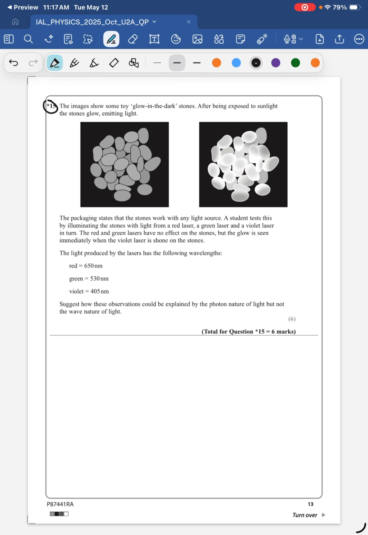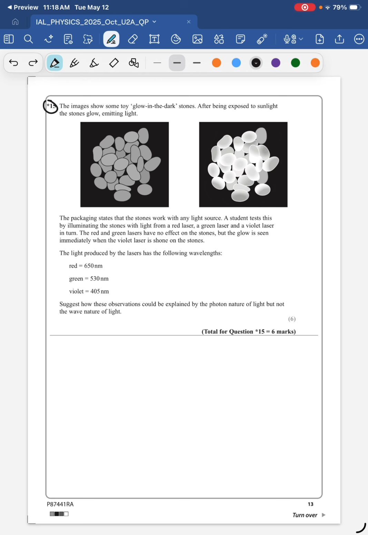So anyway, the images show some toy glow-in-the-dark stones. I'm not aware of this thing. I don't know, it sounds like something they would have in Japan for some reason. But you guys let me know in the comments. I've never seen this before. Okay, after being exposed to sunlight, the stones glow, emitting light. I guess this is the picture over here, the second picture.